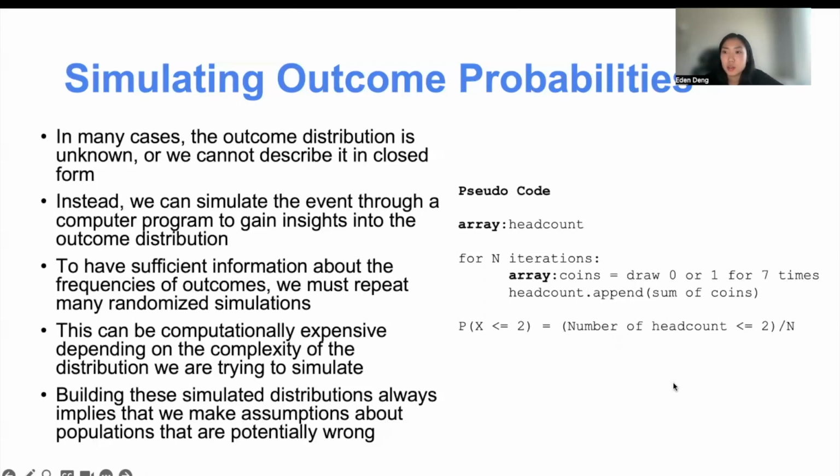And one thing to note about these simulations is that although we aren't making any assumptions about the outcome distribution, we are making plenty of assumptions about where the data are coming from. And those are potentially incorrect. So you want to make sure if you're doing this simulation testing that you're drawing from distributions that are most appropriate for the population being studied.